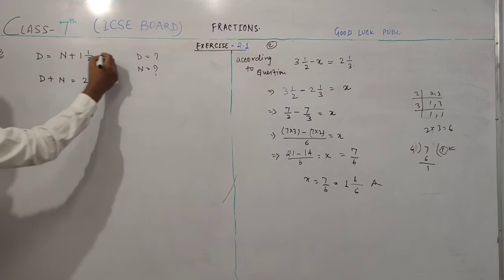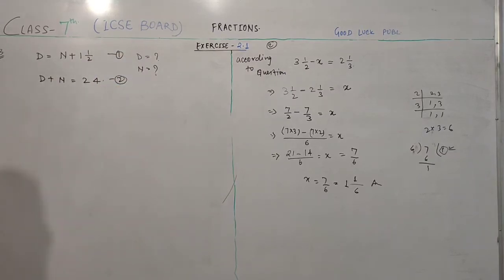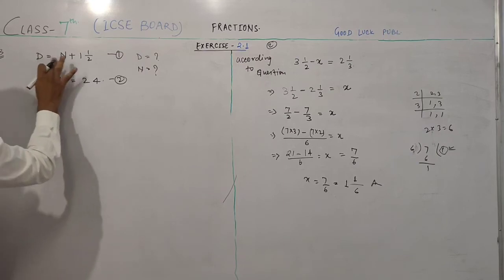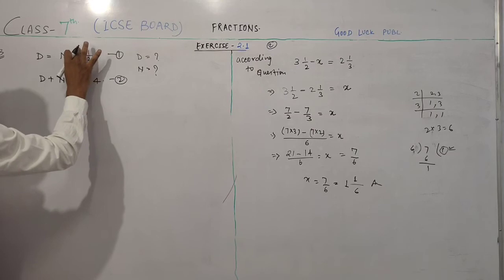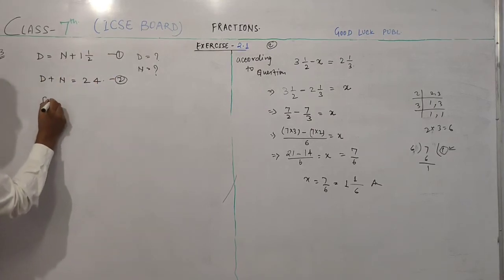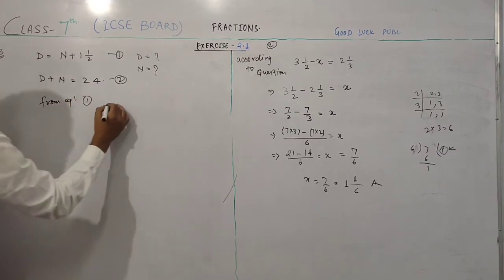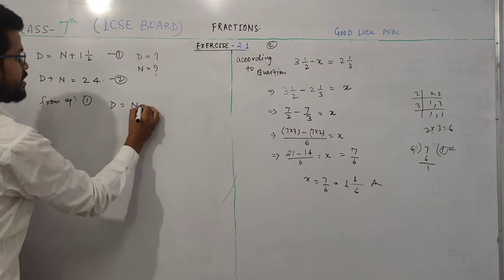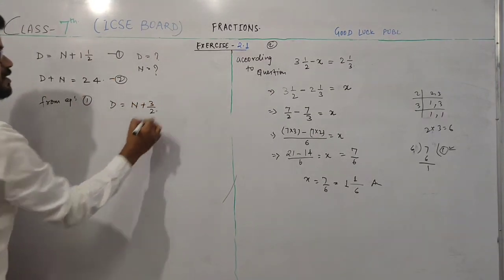Here both these equations are given. This is equation number 1 and this is equation number 2. Now here this is d = n + 1 1/2. This is a mixed fraction, so I convert this into an improper fraction. So I write from equation 1, d is equal to n plus 3 by 2.